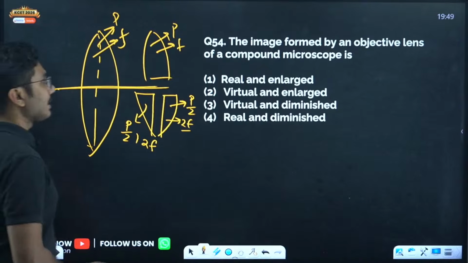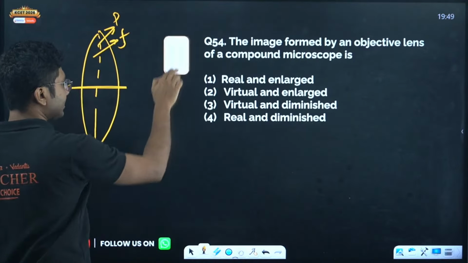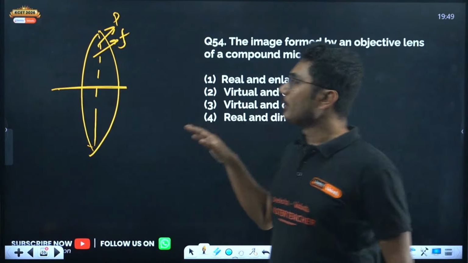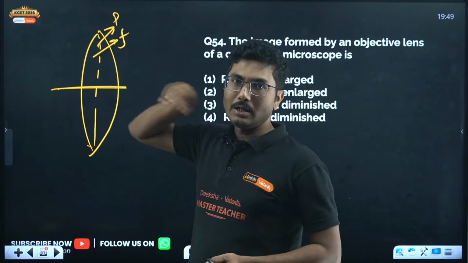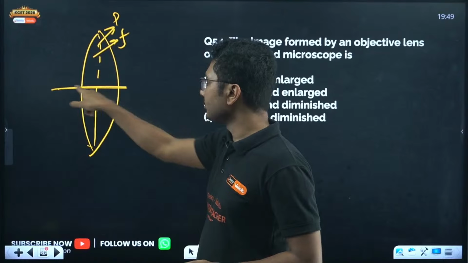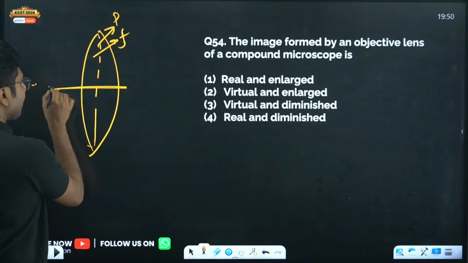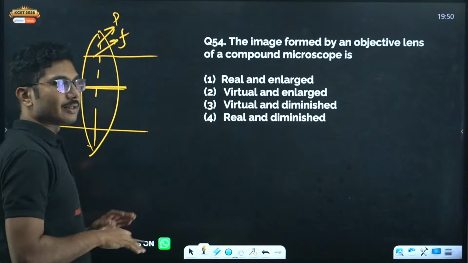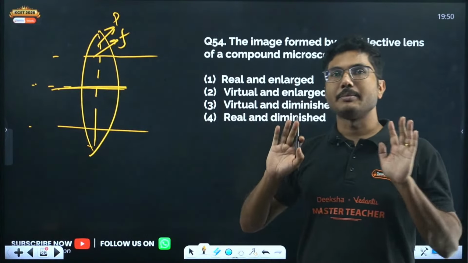So remember that when you are cutting a lens, you can cut the lens in 2 ways. One is along the principal axis. This line is called the principal axis. If you cut the lens along the principal axis, or here, nothing happens. Power remains the same, focal length remains the same.